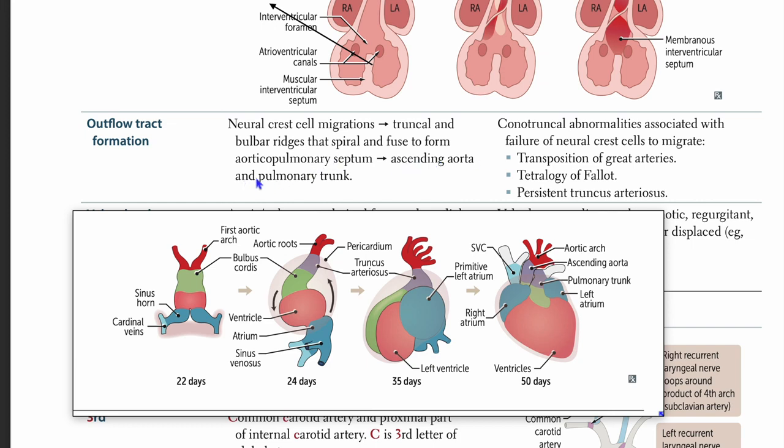Ascending aorta and pulmonary trunk. So this is the truncus arteriosus. That's the truncal part, and this part is called the bulbar part. And then the ridges would be the bulbar ridges. So they spiral and fuse to form the aorticopulmonary septum. It leads to the ascending aorta and pulmonary trunk.